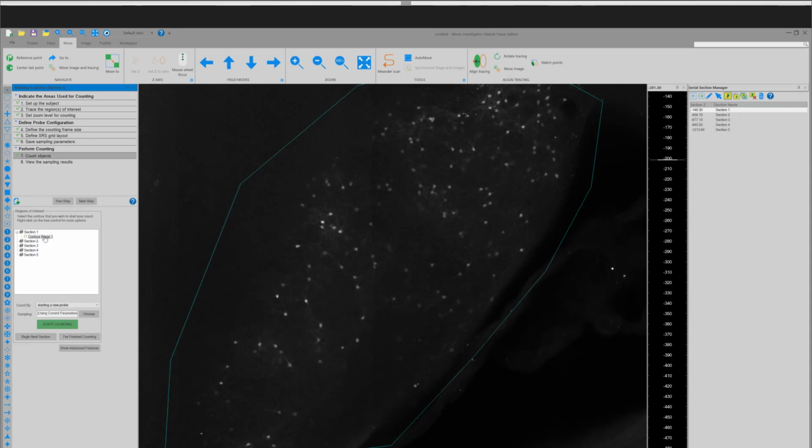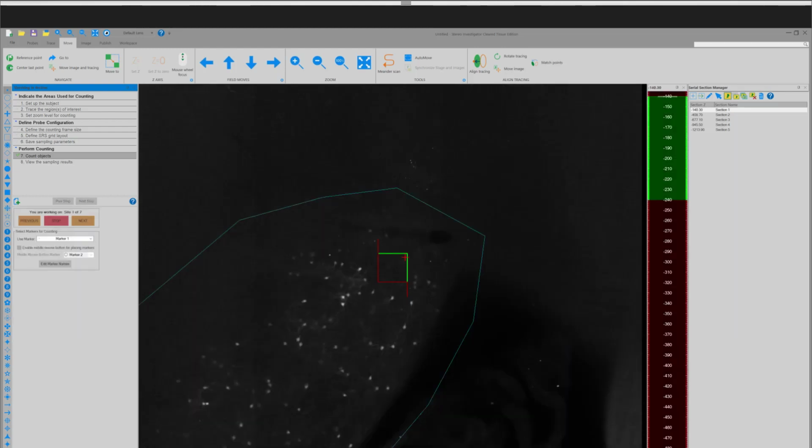Now I'm on Count Objects. I click on this contour and I do Start Counting. It brings me to the first systematic random location, and it gives me a Z-map of my 100 micron tall dissector. And now I start focusing down.